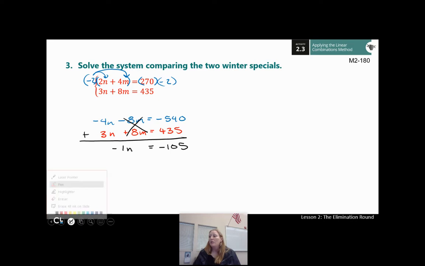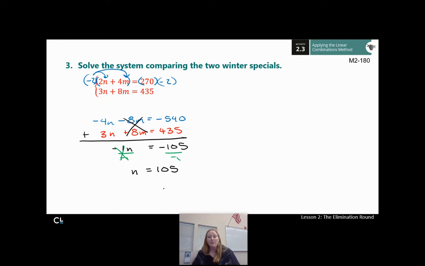Oh, I think we're good on what to do next. We need to get the n all alone, right? So I'm going to go ahead and divide both sides by a -1. Make that cancel out. So I have n, and a negative divided by negative is a positive 105.